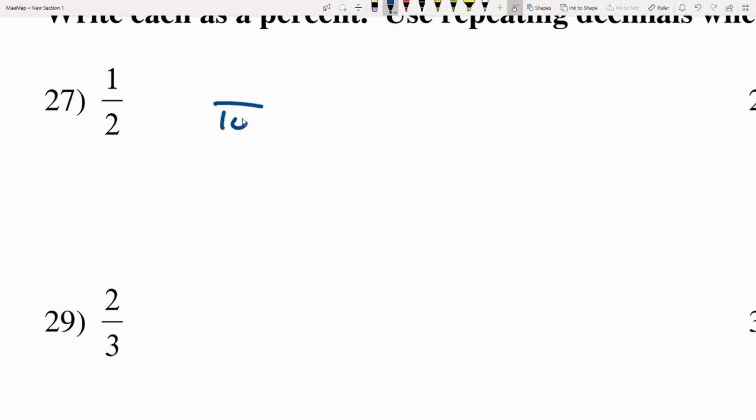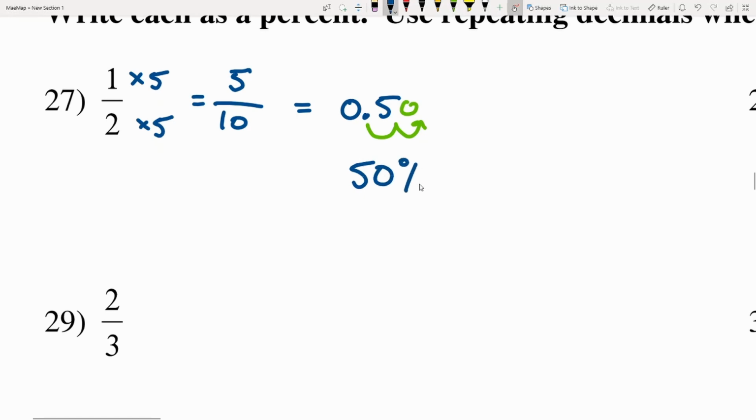Does 2 go into 10? Yeah. How do I get from 2 to 10? I have to multiply by 5. So if I multiply my denominator by 5, I need to multiply my numerator by 5. So this is going to be 5/10. So 5/10 is written as 0.5, and converting that, moving that decimal place twice, that's going to be 50%. So 50% is our solution in number 27.